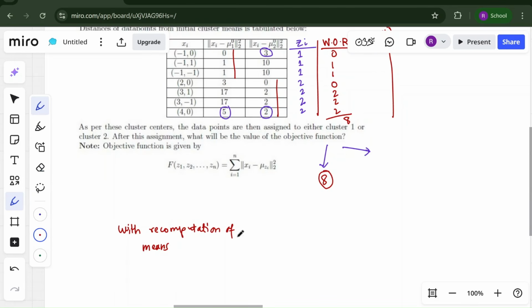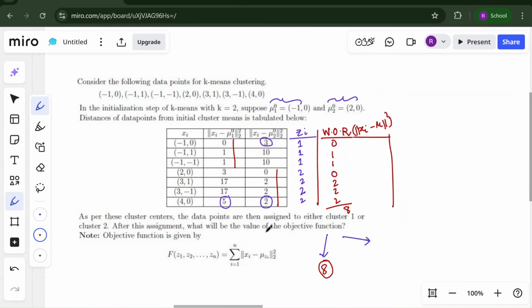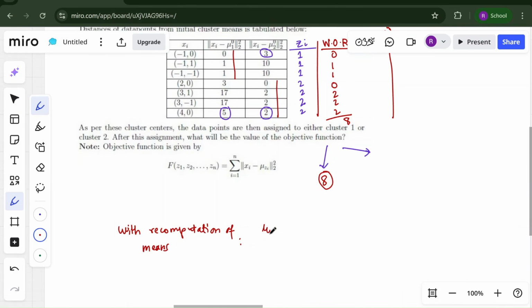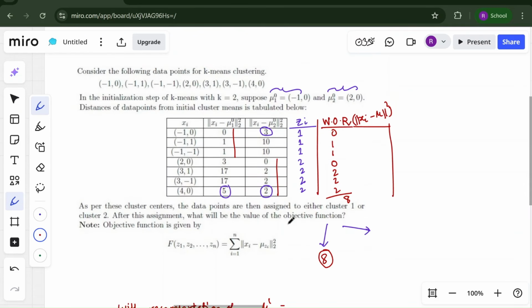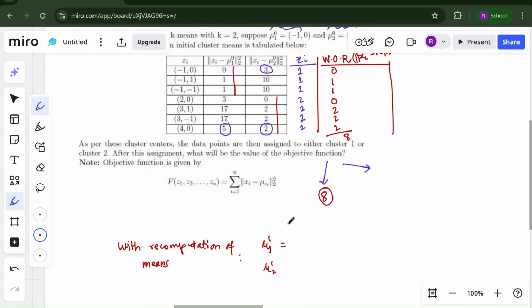So with recomputation of means, what will happen is that you'll have to compute mu1 1 and mu2 1. Okay, what is mu1 1? It will be the average of the first three guys. So this is minus 1, this is 0. Okay, 1 by 3 comma 0, right? Sorry, minus 1 by 3 comma 0.